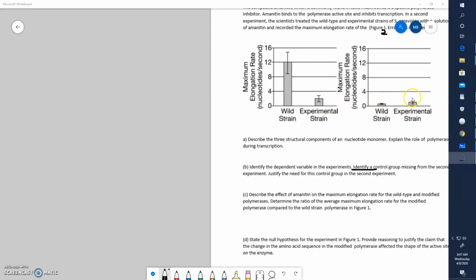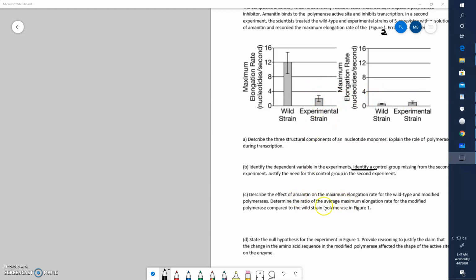And then the experimental strain is a little trickier, but you look at the error bars going across. They do kind of overlap, so you would say that there is no effect on the experimental strain, and that's due to this. It's hard to see, but maybe on a paper or a ruler you can see it. They're going to overlap just a little bit, and that's enough to say that there's no difference.